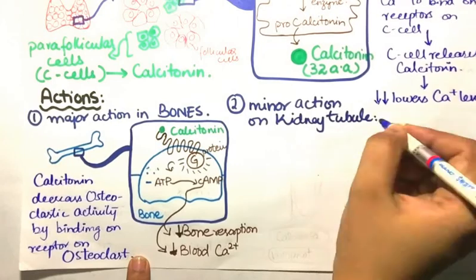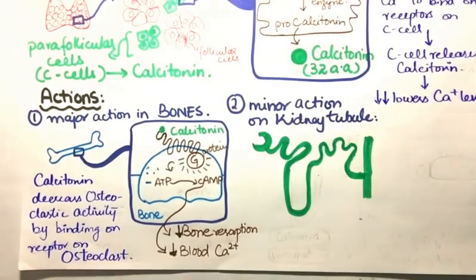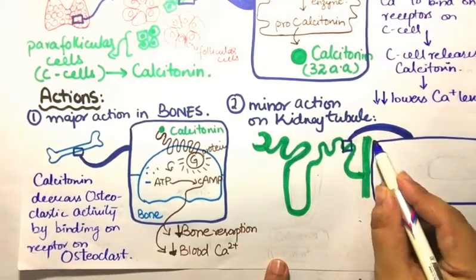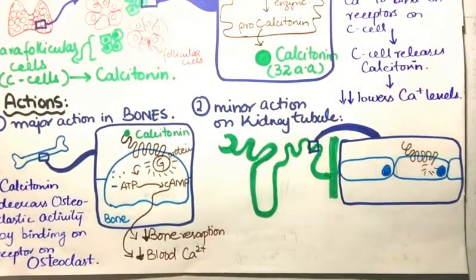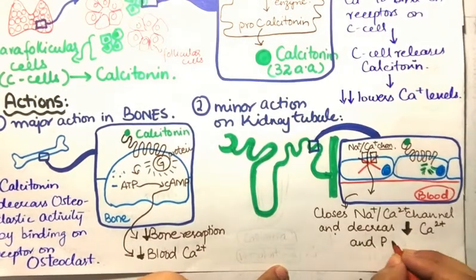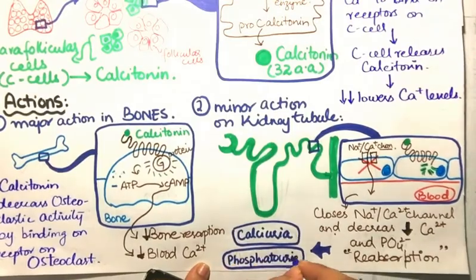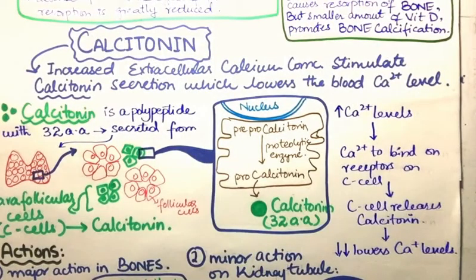Another function is a minor action on the kidney tubules. In a kidney nephron, calcitonin mainly acts upon the DCT, the distal convoluted tubule. In DCT cells, calcitonin will bind to the receptor, close the sodium-calcium channels, and decrease calcium and phosphate reabsorption. This will cause calciuria and phosphaturia. So calcitonin basically causes the increased extracellular calcium to decrease and lowers the blood calcium levels.